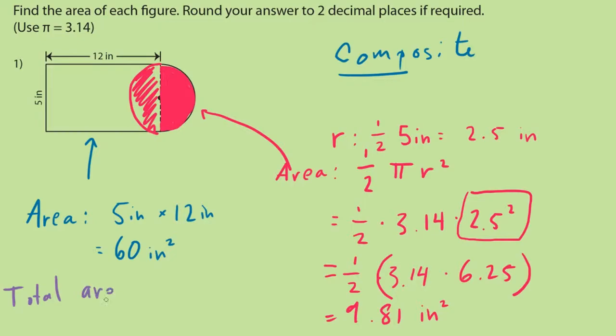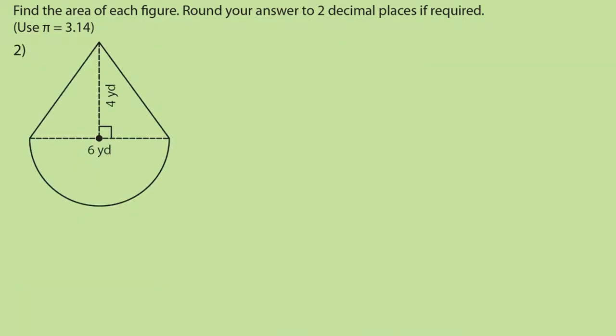There we go. This is equal to 1/2 times 3.14 times 6.25. Now all I have to do is multiply all of these numbers together. So I'm going to start off by multiplying these two numbers together, and then I'm going to divide it by.